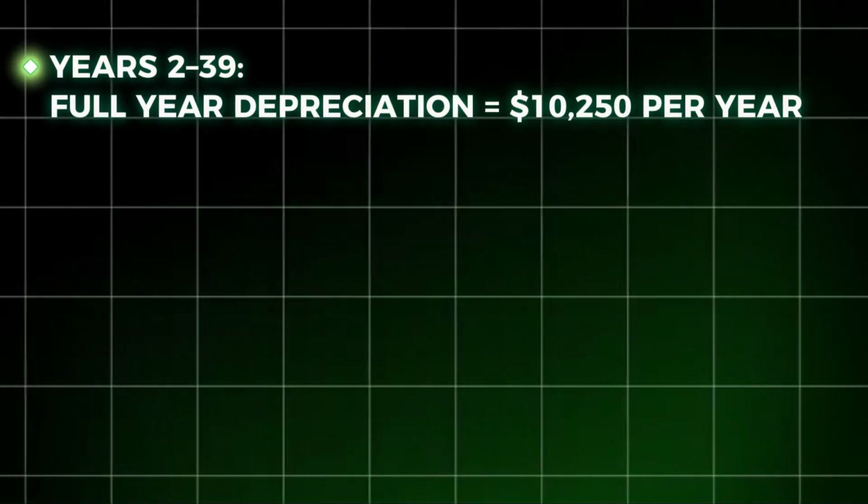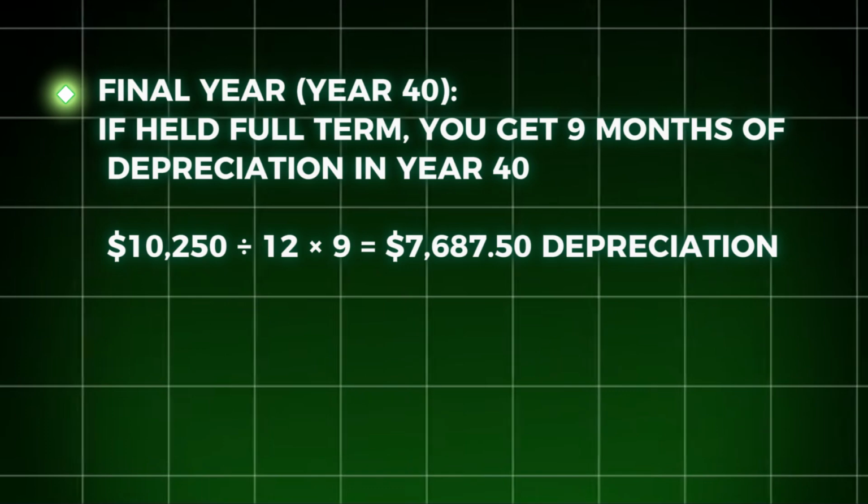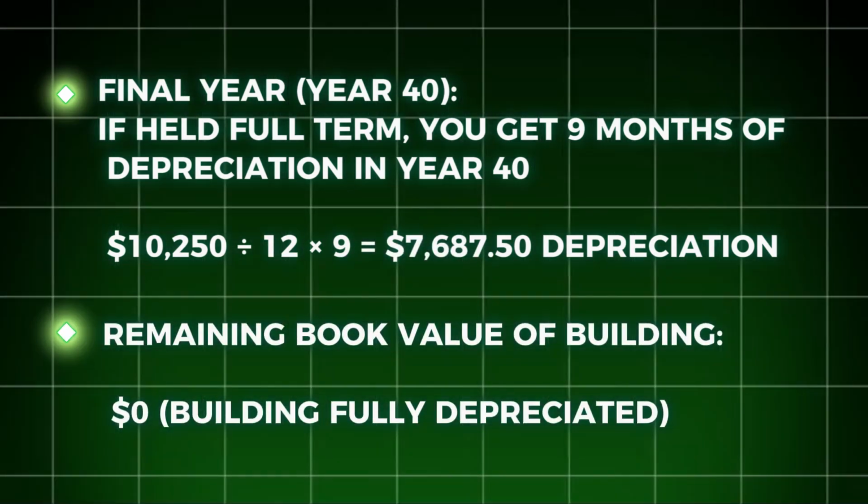In year two, then we're going to 10,250. Year 2, year 3, year 4, as long as you hold it. That final year, year 40, really, because it's after 39, you're going to get another short year, 9 months of depreciation if you hold it the whole time. But by the end of that year, that property is going to be down to $0 on your books other than the land of 100,000. So that's how depreciation works.